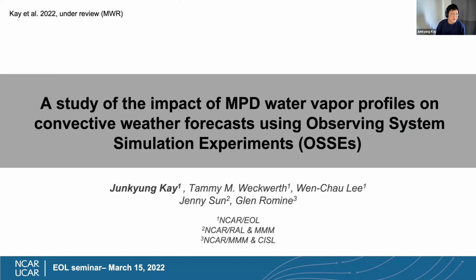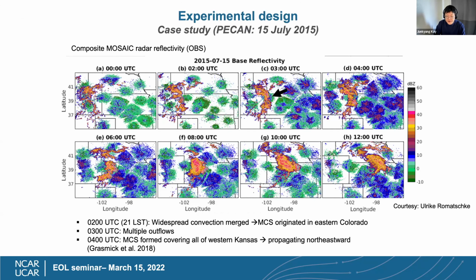Okay, I will show the result of the OSSE experiment. The title is the study of the impact of MPD water vapor profiles on convective weather forecasting using observing system simulation experiment, OSSE. This study examined a large long-lived MCS in western Kansas during the night of 14 to 15 July and observed during the PECAN field campaign.